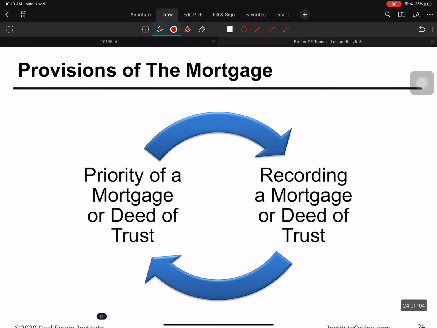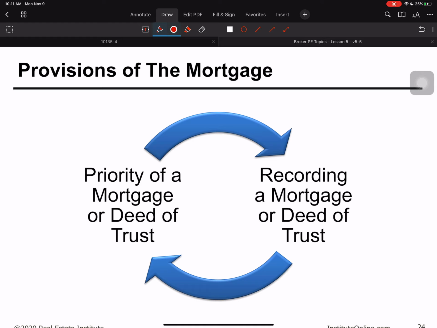Provision of the mortgage: priority of a mortgage or deed of trust, and recording a mortgage or deed of trust. Remember that in these cases, whether it's the mortgage or a deed of trust, they always have to be recorded. Remember the whole line aspect of things. Picture people standing in line: first to record, first to get paid.